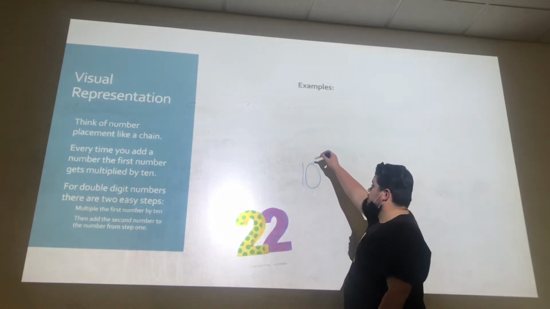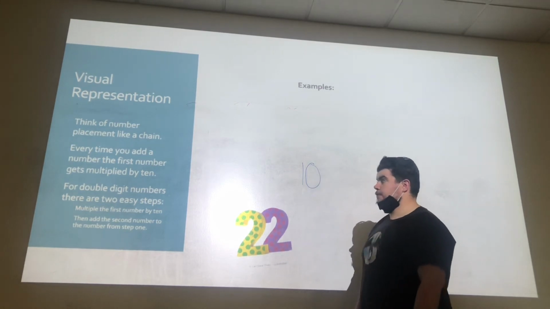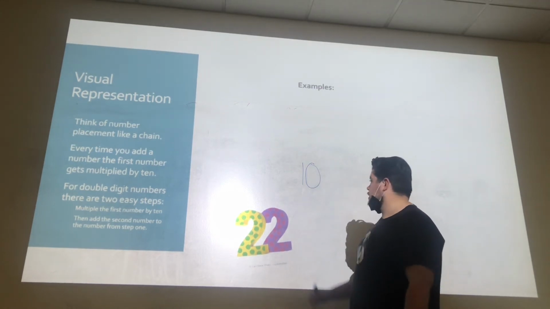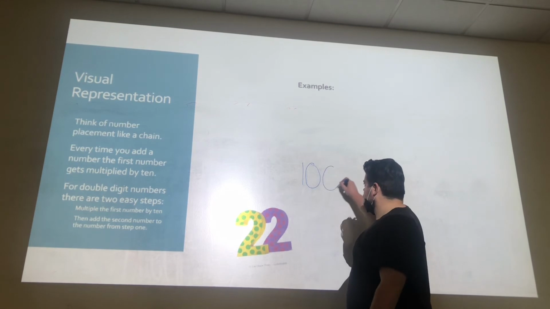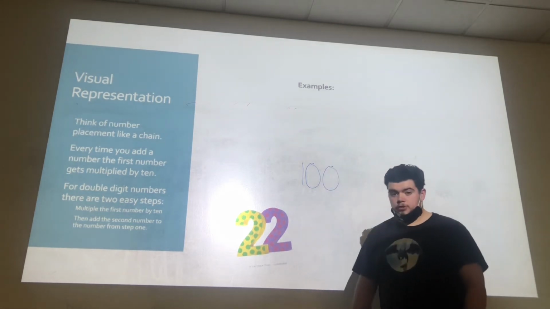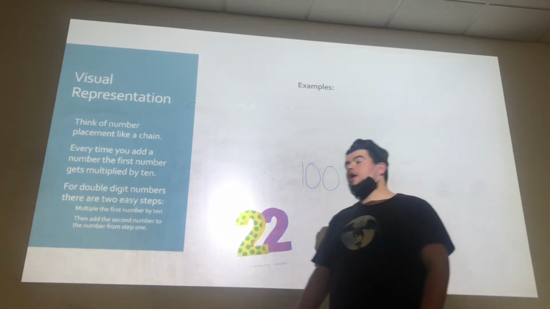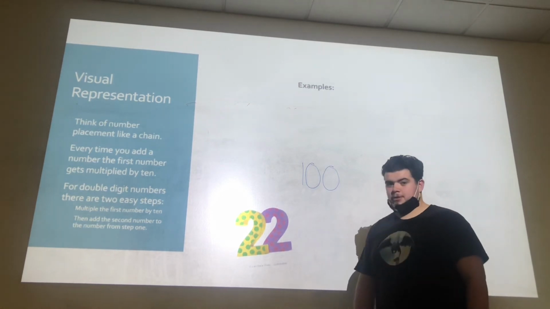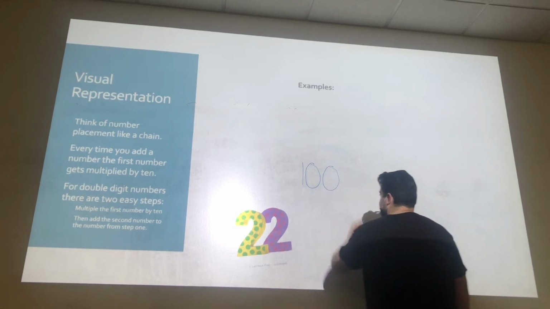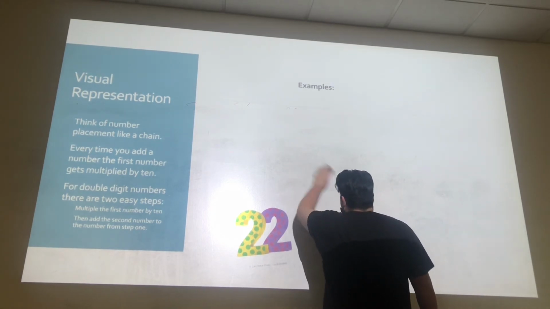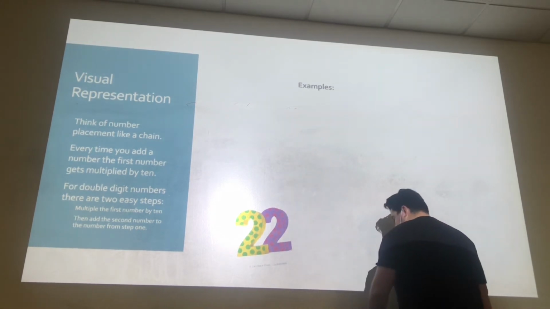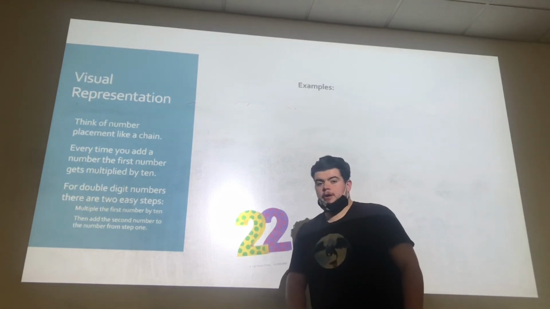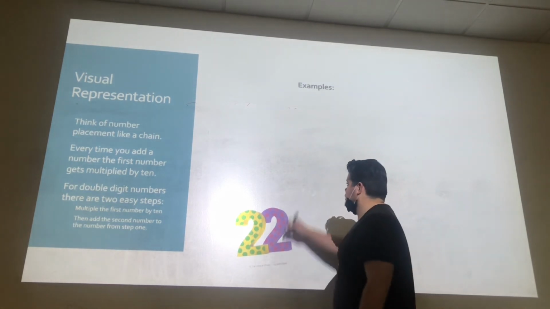So if you add another zero from the first pair, we know that multiplies it by 10 again. We now have 100 apples, 100 dinosaurs, okay? Too many dinosaurs. So anytime you add a number, you're always multiplying it by 10, okay?